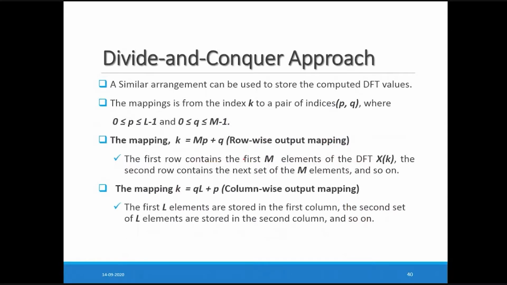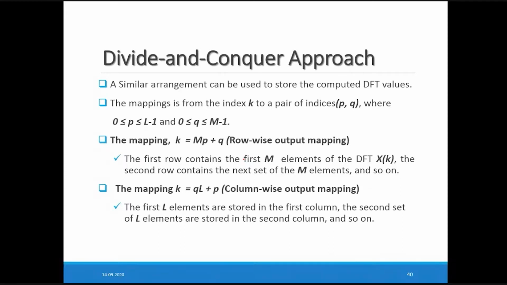So now your rows are divided. So it is mp + q. It is known as a row wise output mapping. In this mapping, the first row contains the first m elements of the DFT X(k). The second row contains the next set of m elements, and so on. Similarly, if you map k = ql + p, it is known as a column wise output mapping. So the first l elements are stored in the first column, the second set of l elements are stored in the second column, and so on.